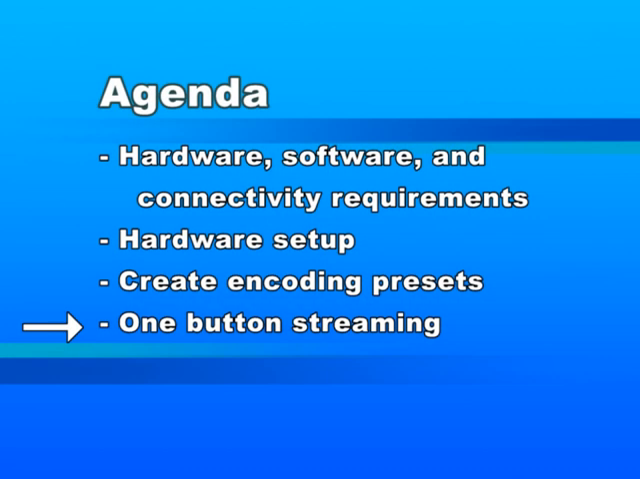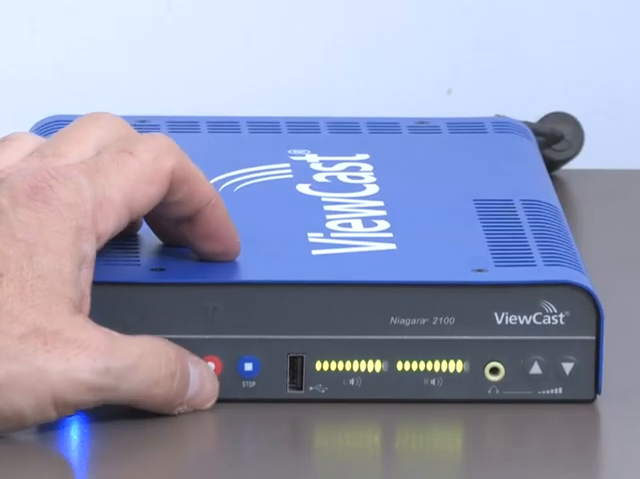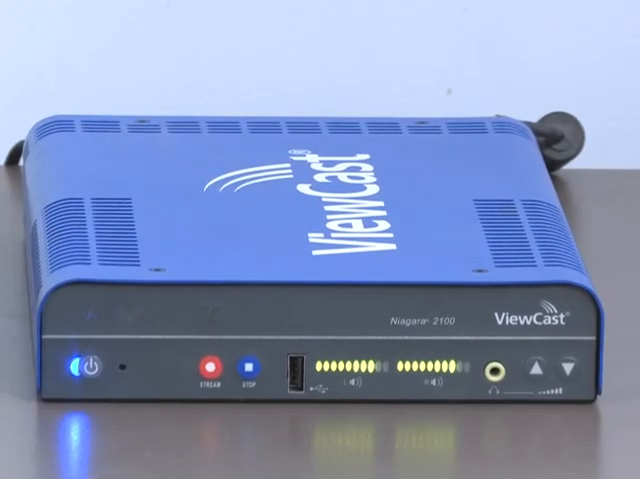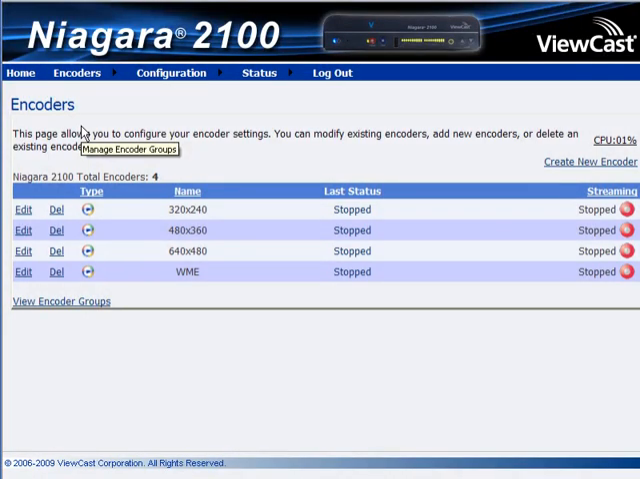Now we have two encoders I want to use. Let's make it one button simple for our video people. Here's the Stream button on the front of the unit. When you press this button, it starts encoding using the active group of encoders. So let's create a group and make it the active group.